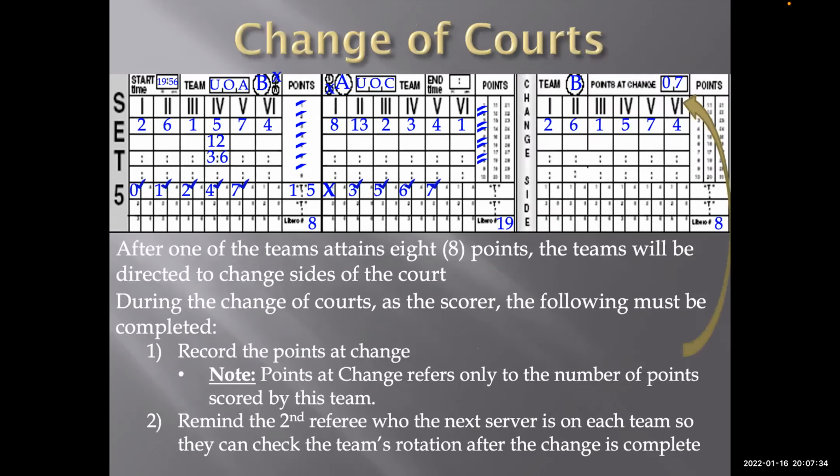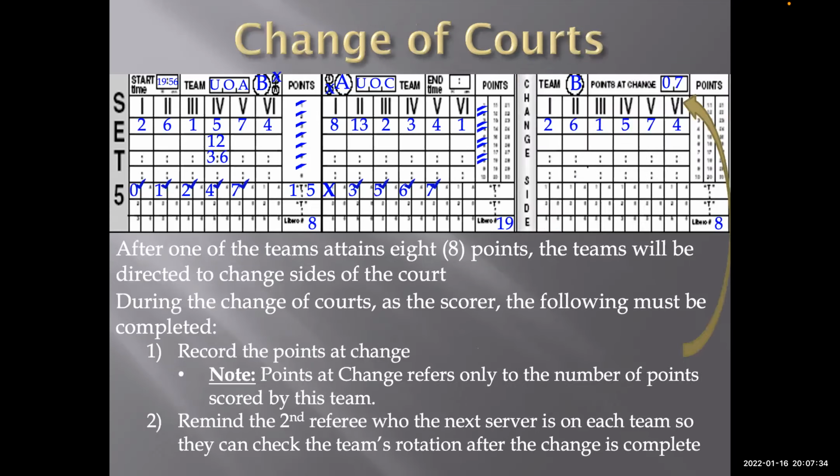As they change sides, you're going to write the score of the team on the left. So in this case, it's 7. Up into this box, it says points at change, 7. You will have already copied the starters that existed on this side over, but you won't copy anything else that's been written on this side. You will leave it blank.